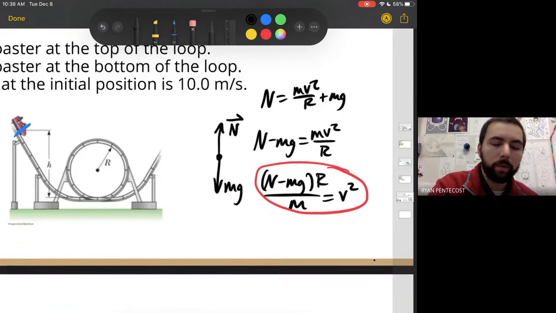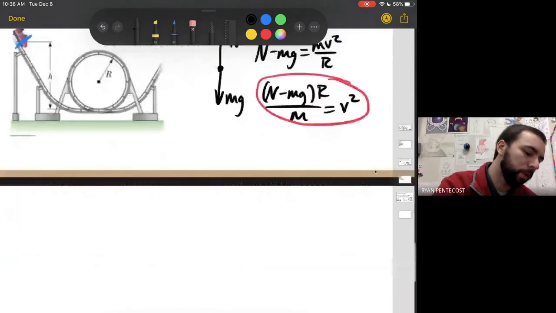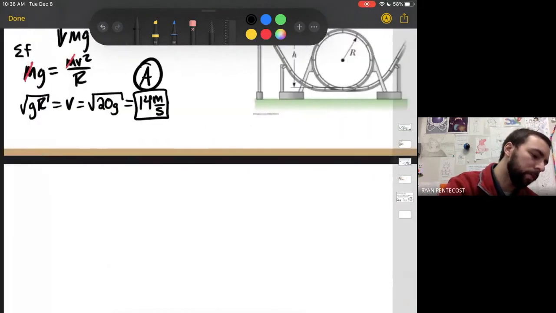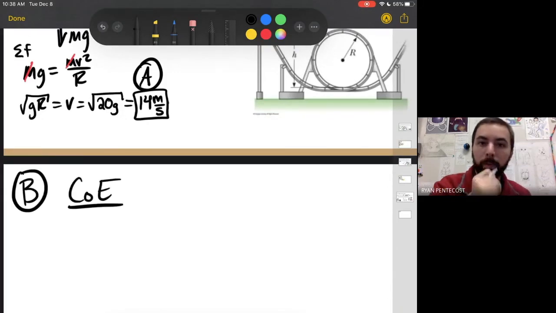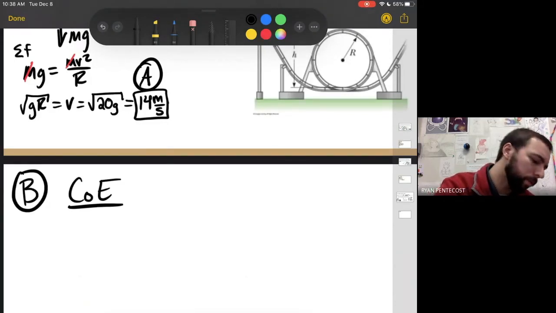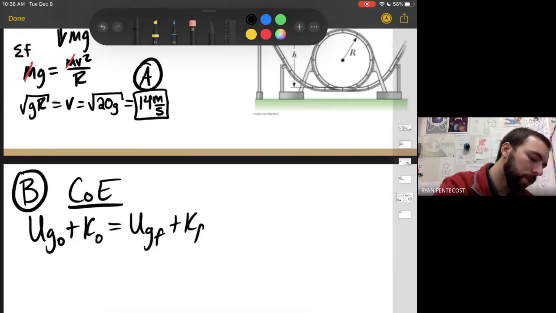Now remember, start somewhere, see where it takes you, and if it doesn't take you anywhere, use a different approach. So for part B, for part A, summation of forces worked. We didn't even need COE. This time, let's see COE. Okay, summation of forces didn't work. So we want the speed at the bottom of the loop. It says frictionless, so we don't need to account for that in our COE.